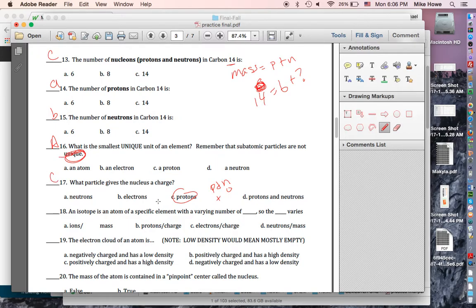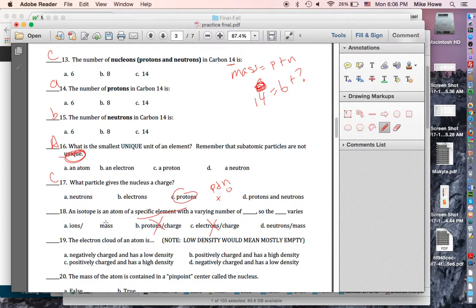An isotope is a specific element. Keyword: specific element, so its protons can't change. Its electrons can change if we call it an ion, but it's not an ion. Although on the actual final it might say ion, so be sure you're with it on that.